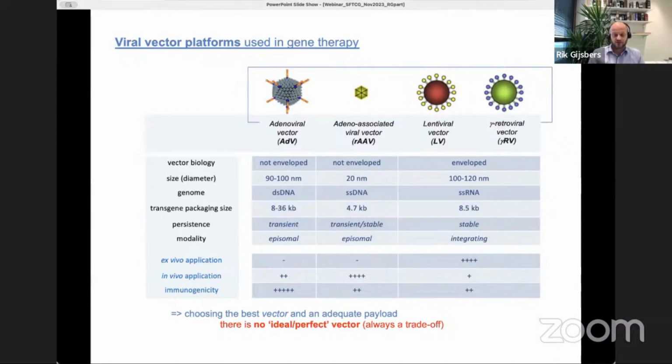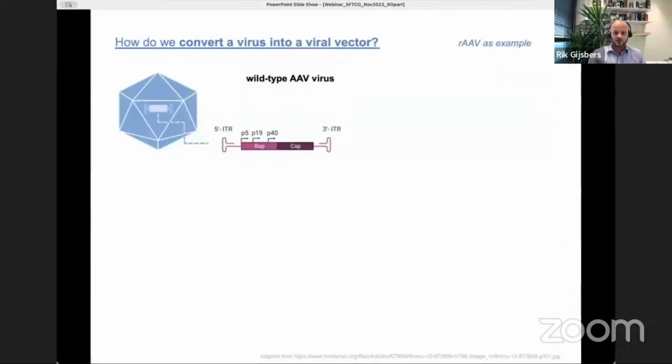We will always, as scientists, but also as MDs treating our patients, have to make a trade-off between the different features of our viral vectors to transfer the correct information into the cells and tissues of the patients we want to treat. As an example, I will walk you through how we convert a virus into a viral vector. In this case, how we develop a recombinant adeno-associated viral vector starting from the wild-type AAV virus.